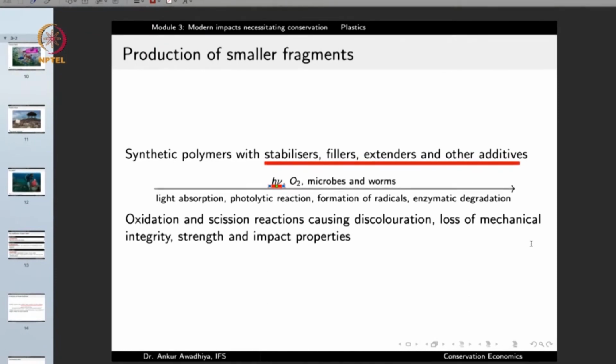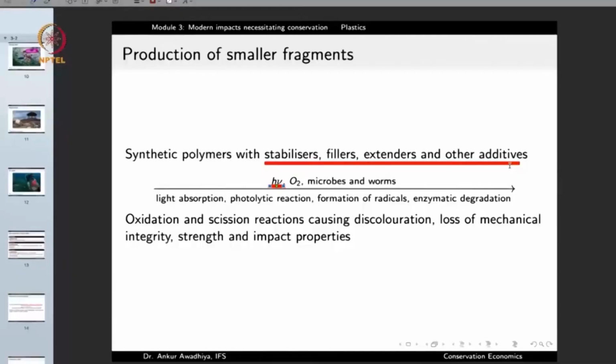The other thing that acts is oxygen. So oxygen is able to oxidize some of these substances, not just the polymer or the oligomers that are being formed, but also the stabilizers, fillers, extenders, and other additives. So when these chemicals get oxidized, then they lose their properties, and so the plastic becomes more and more brittle. And some biotic organisms, such as microbes and worms, can also act on these plastics.